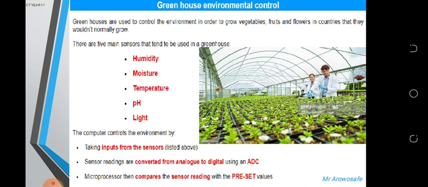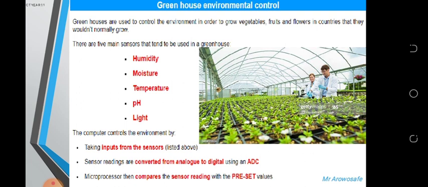So there are 5 main sensors that tend to be used in a greenhouse. Now, what are the 5 sensors? The first one is humidity. The second one is moisture. The third one is temperature. The fourth one is pH sensor. And the fifth one is light sensor. Humidity sensor, moisture sensor, temperature sensor, pH sensor, and light sensor.